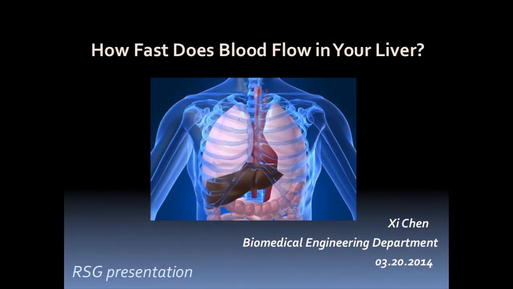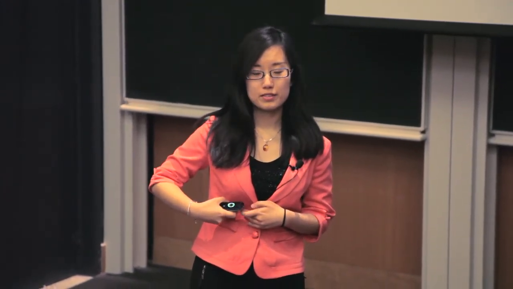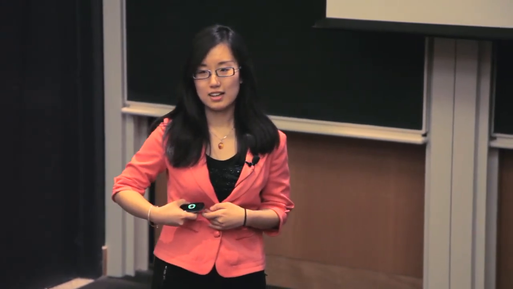At the beginning of our journey, I'd like you to think of a question. Do you know how fast the blood flow in your liver is? Well, it's a very important question because the liver is a very important organ in our body. It's located in the upper right quadrant of the abdominal cavity. And knowing about the blood flow information is very important to evaluate the function of our liver.